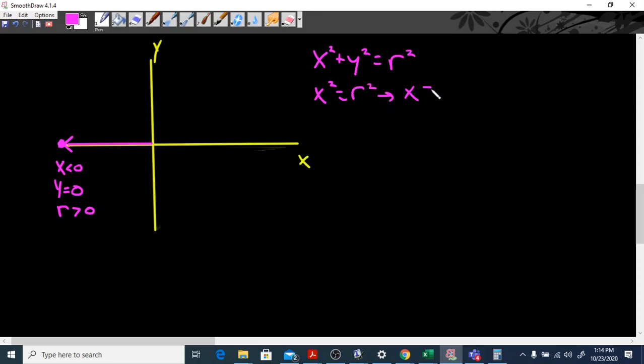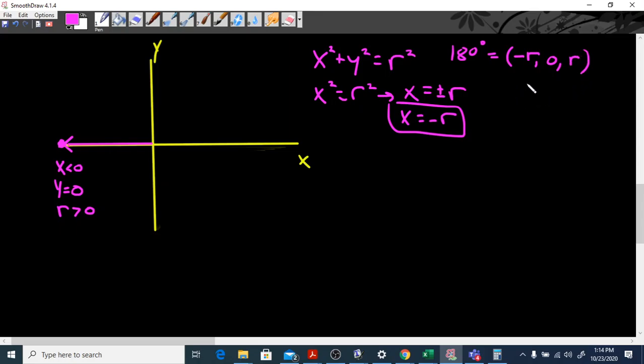And here we get x equals plus or minus r if we take a square root. And we know that x has to be negative, so we're talking about x is negative r for 180 degrees. Okay, so 180 degrees, if I list the components, the x is negative r, the y is 0, and r is just whatever it is. Okay, so again, x, y, r. Using that, we can write down the sine, cosine, tangent, secant, cosecant, cotangent of 180 degrees.